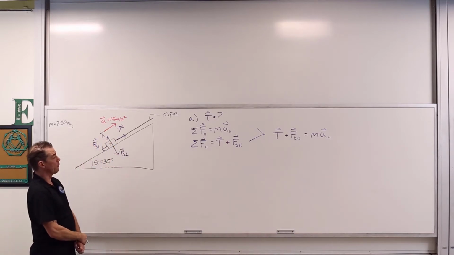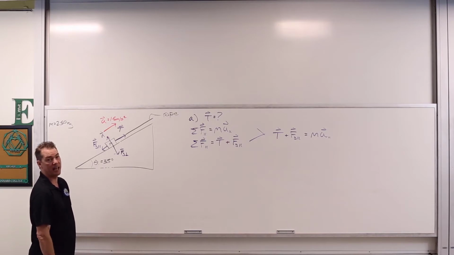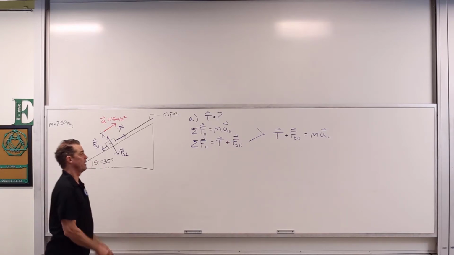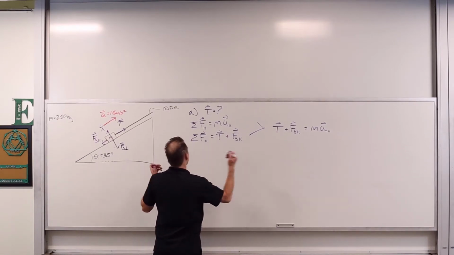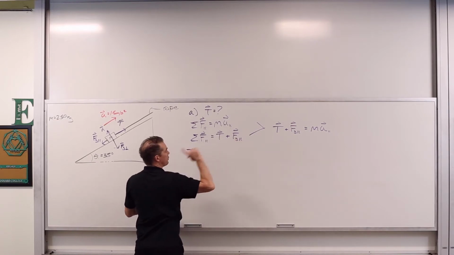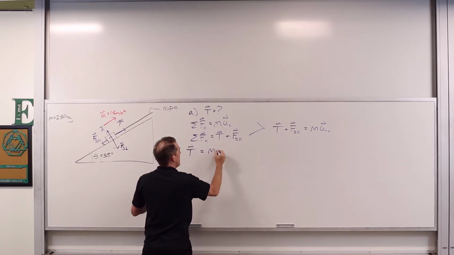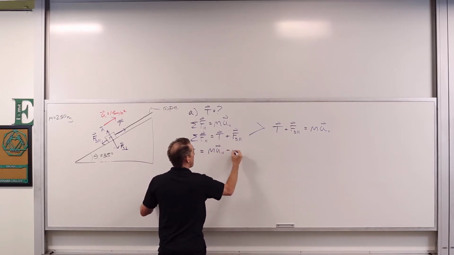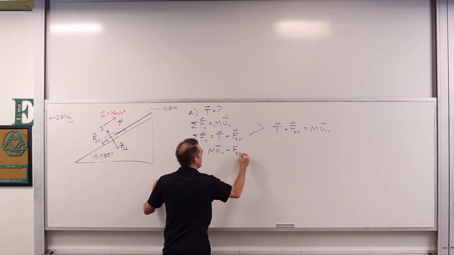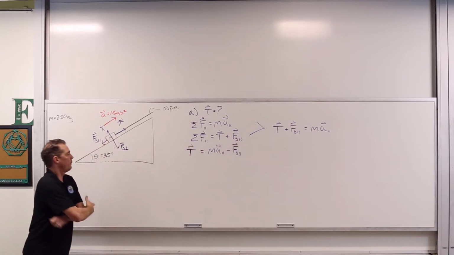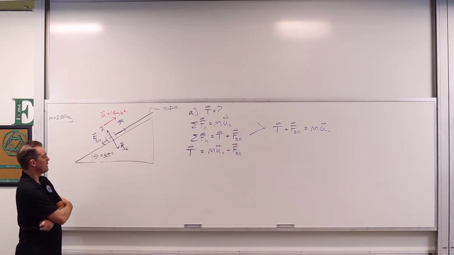So what do we do with this? Well, we're trying to solve this for T hat. We'll isolate T hat by moving Fg parallel hat to the other side, so T hat is equal to m a parallel hat minus Fg parallel hat. All right, we've got a nice vector representation of what T hat must be equal to, and now it's time to solve for it.